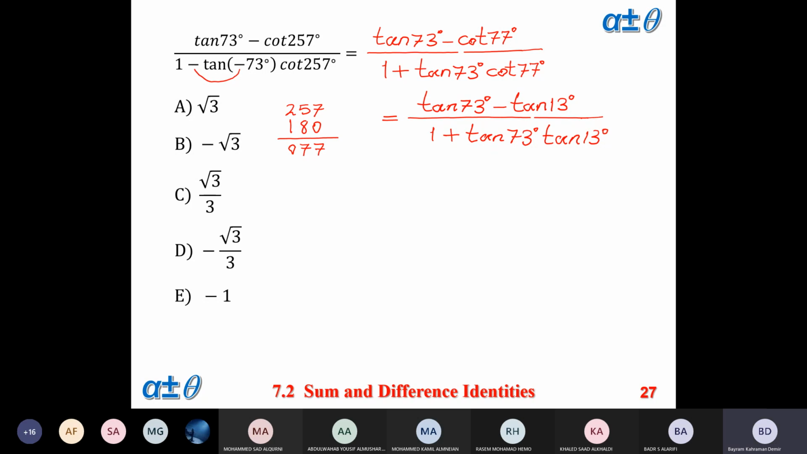All right. Now how does it look? It looks like a tangent formula. Tangent of difference, right? Tangent of 73 minus 13, which is equal to tangent of 60, which is root of 3. Yes. Perfect. Okay.